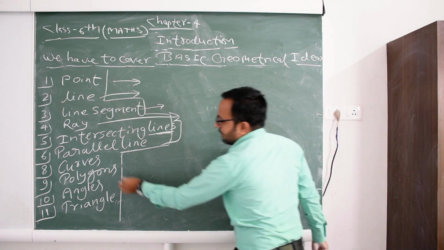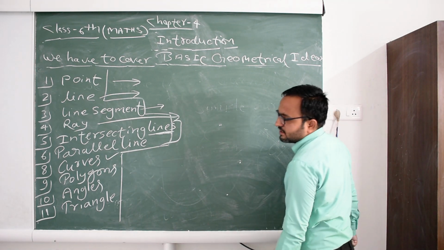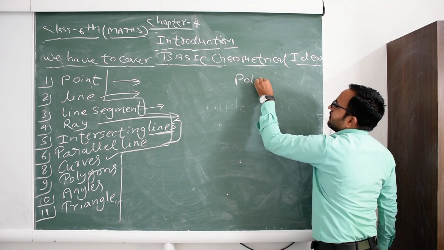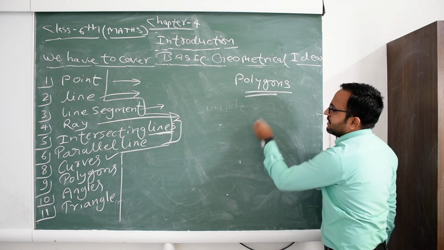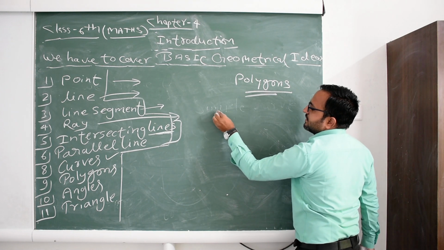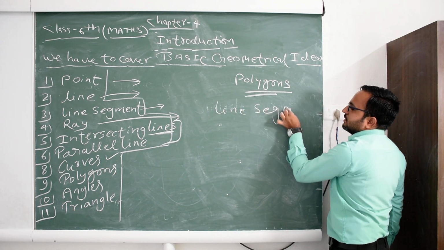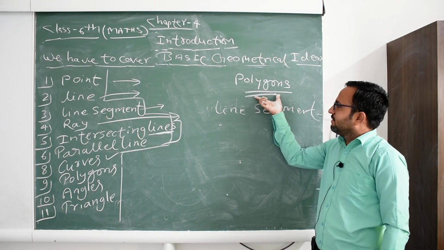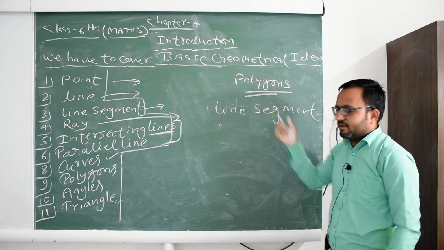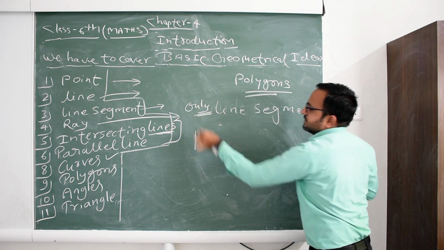A polygon is the opposite of a curve. The polygon concept is the opposite of a curve. A polygon is always made up of line segments. With the help of line segments, we draw any polygon, but only line segments.